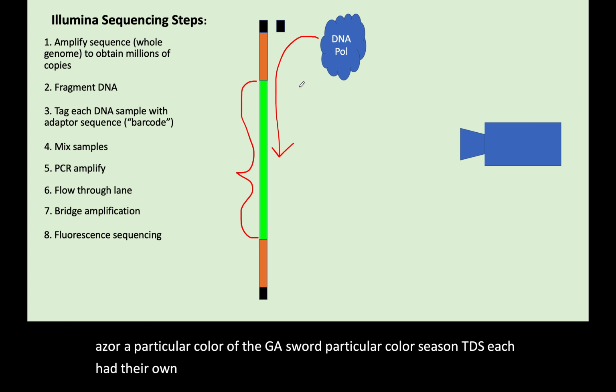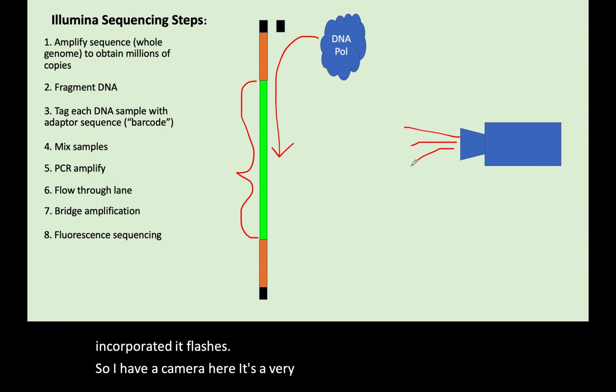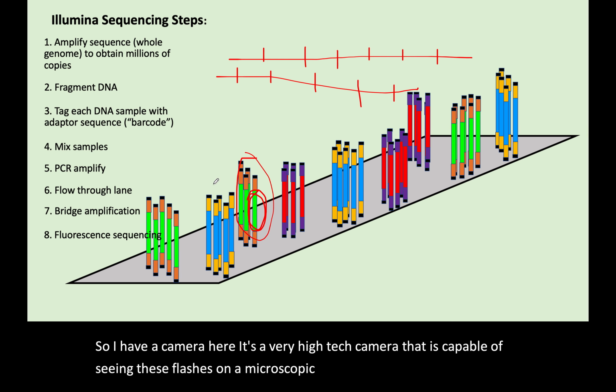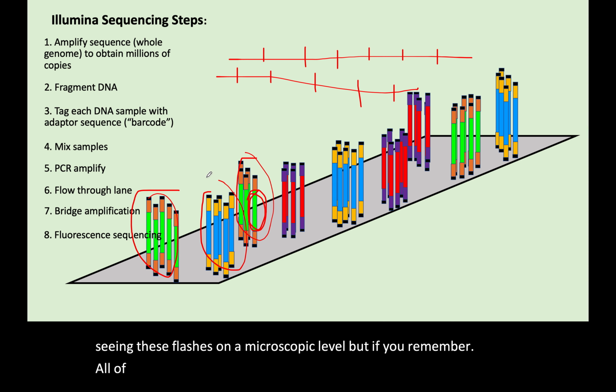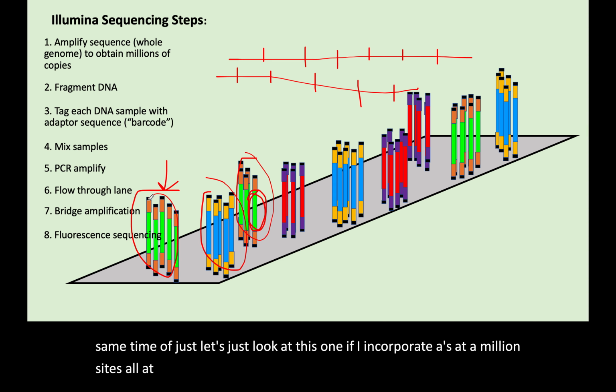It's the same idea here, except that as it gets incorporated, it flashes. So I have a camera here. It's a very high-tech camera that is capable of seeing these flashes on a microscopic level. But if you remember, all of these clusters are the same sequence. So if I do 1,000,000 at the same time, let's just look at this one. If I incorporate A's at 1,000,000 sites all at the same time, it's all going to flash red at the same time. And so the camera will be able to see that.